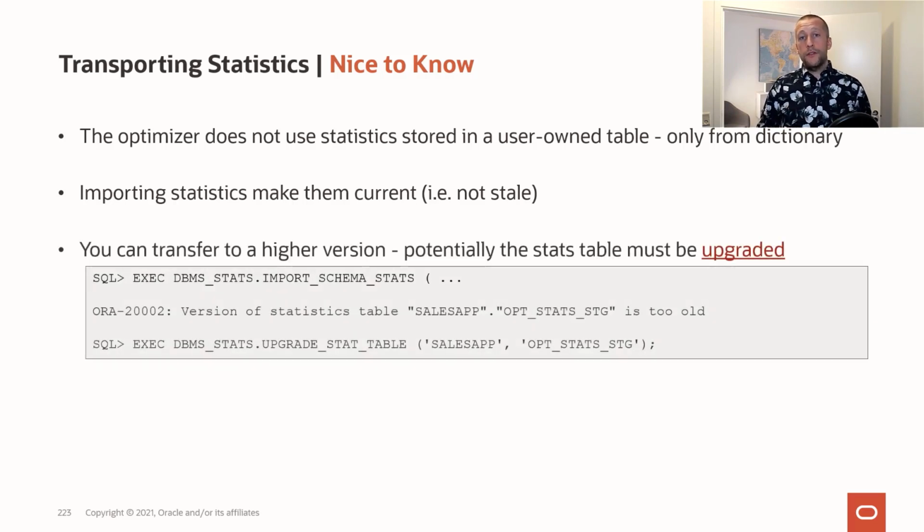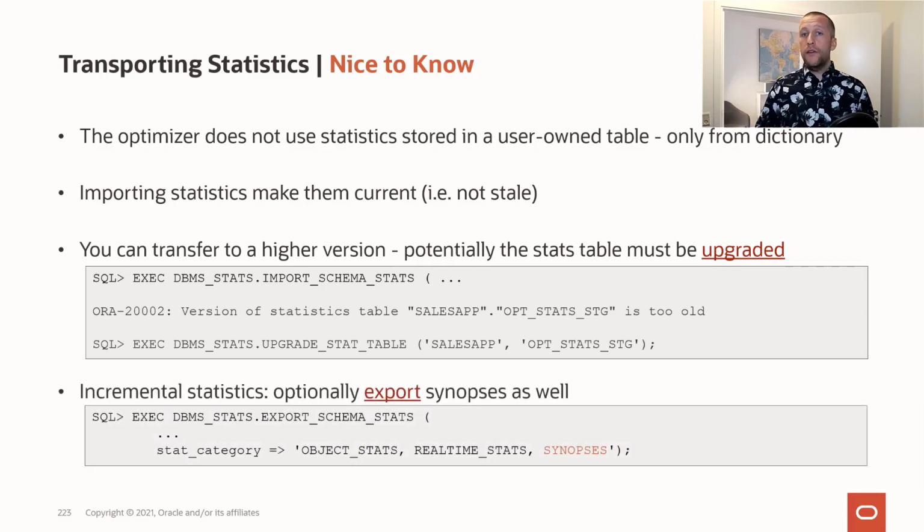You can transfer statistics from a lower version to a higher version, but potentially you have to upgrade the staging table, the stats table, but that's a very trivial operation. And important, if you're using partitioning and you're using incremental statistics, you should be aware that by default, the synopsis information doesn't get exported together with the optimizer statistics. It is still possible, but you have to specify it yourself.